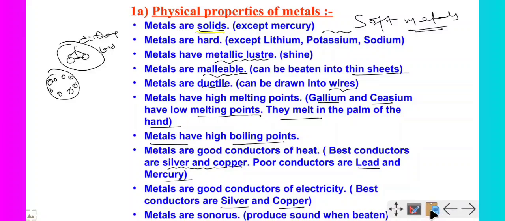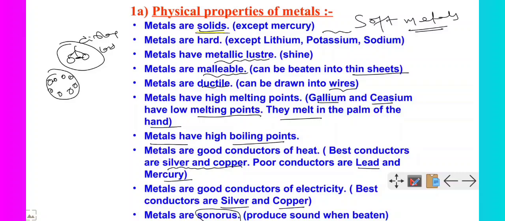Next one, metals are sonorous. What is sonorous? It means metals can produce sound when beaten. Like you have seen in the school hall or anywhere, if we hit a metal with a stick or another metal, it produces sound. That property of metals is called sonorous.